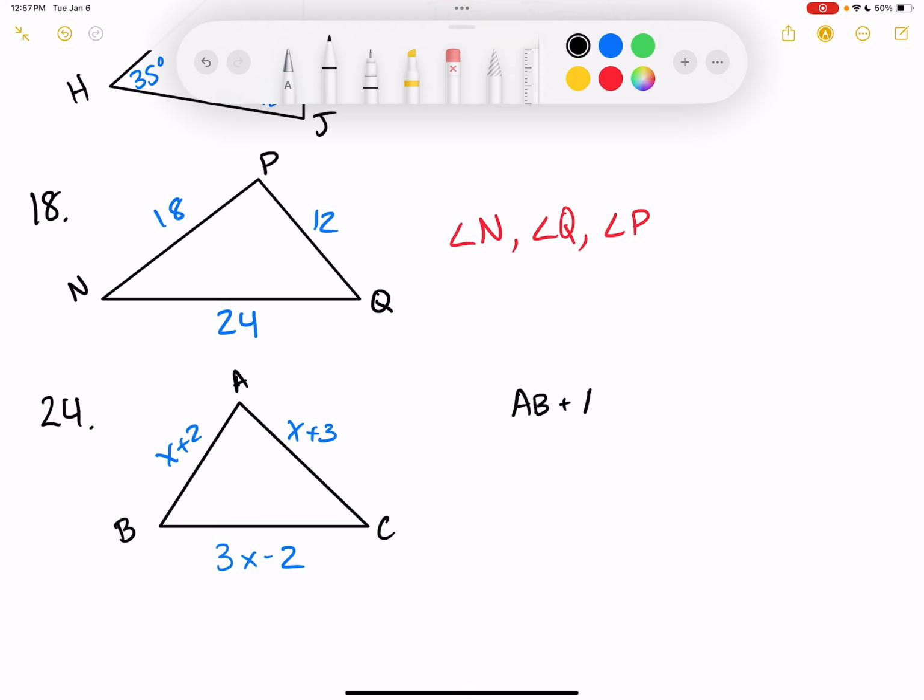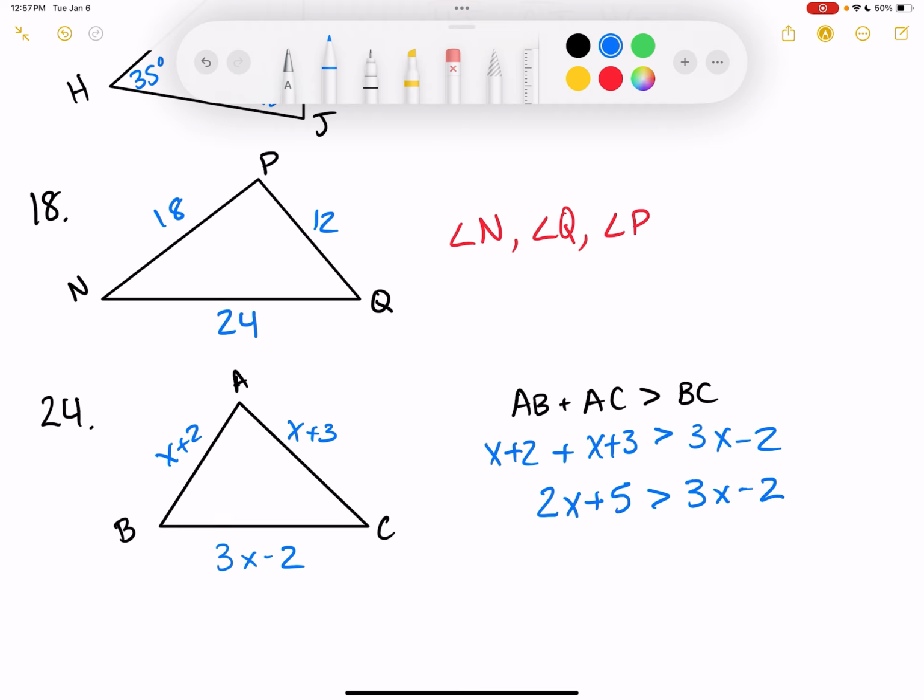AB plus AC is greater than BC. So I've got x plus 2 plus x plus 3 is greater than 3x minus 2. Okay, so then we combine like terms over here. So I would have 2x plus 5 is greater than 3x minus 2.